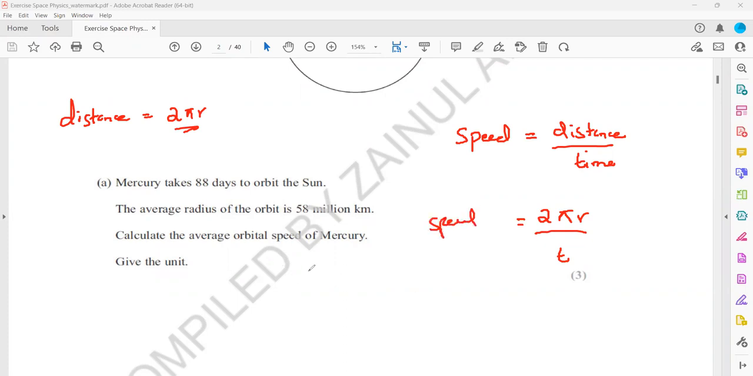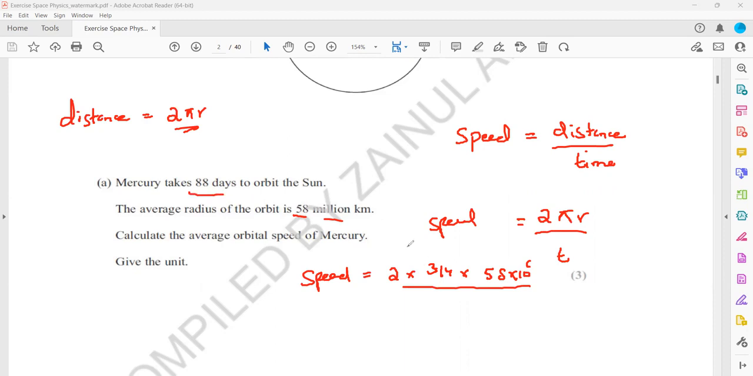So speed equals, the pi is 3.14. And what about the radius? It is 58 million kilometers. Million means 10 power 6. So we'll write 58 times 10 power 6 divided by the time.